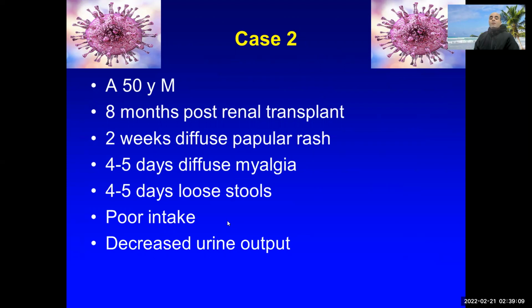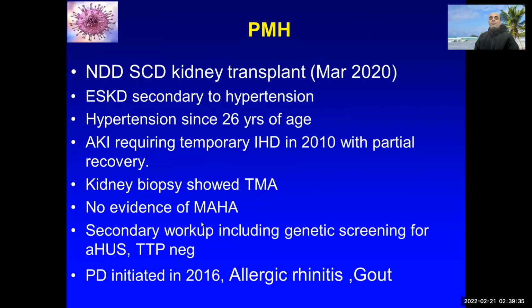He presented with 2 weeks of diffuse papular rash, 4 to 5 days of diffuse myalgia, and 4 to 5 days of loose stool, poor oral intake, anorexia, and decreased urine output.